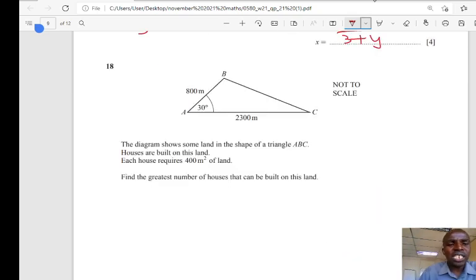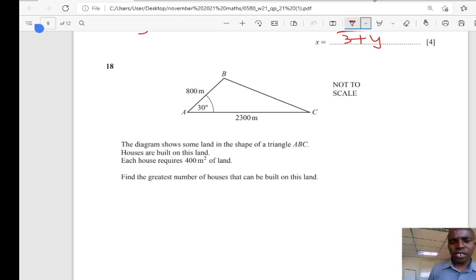Next, question number 18. The diagram shows some land in the shape of a triangle ABC. Houses are built on this land. Each house requires 400 square meters of land. Find the greatest number of houses that can be built on this land.